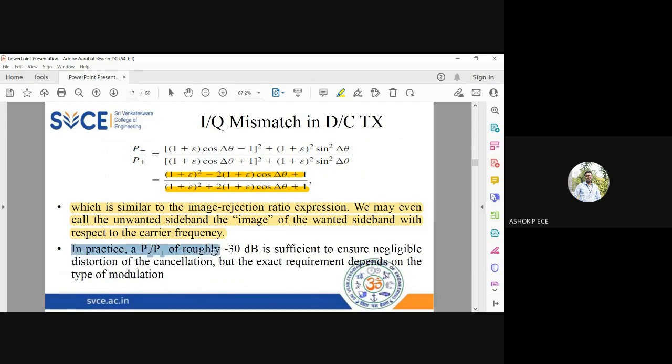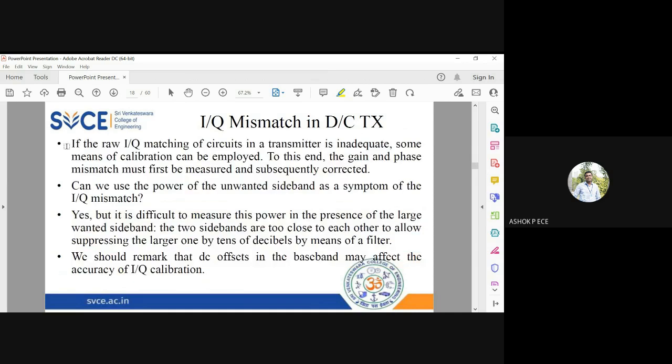So in practice, they say roughly minus 30 dB will ensure the cancellation of distortion. So if you have a minus 30 dB difference in the power levels, they say it is good for cancelling all your distortions. So some calibration is required, or some quantification of the IQ mismatch is required for employing the same in the transmitter.